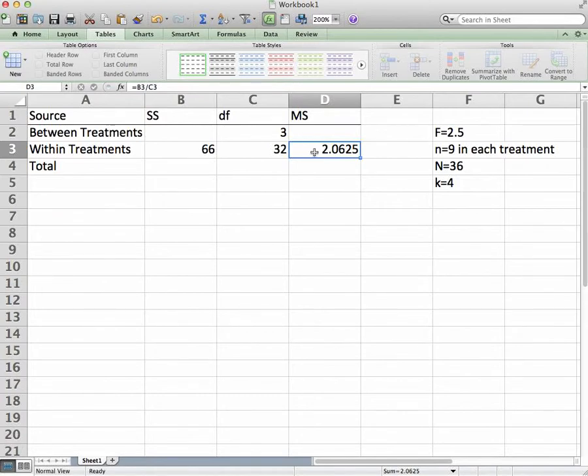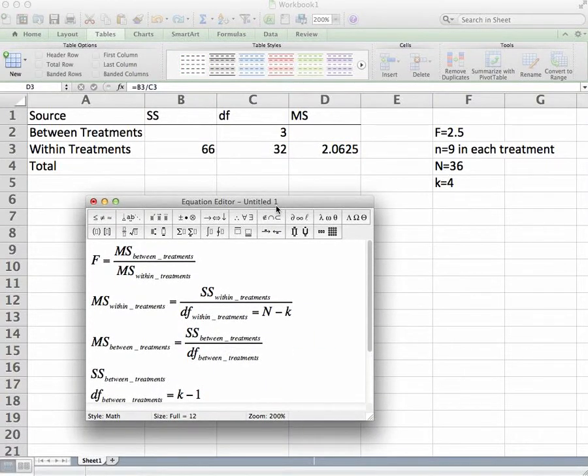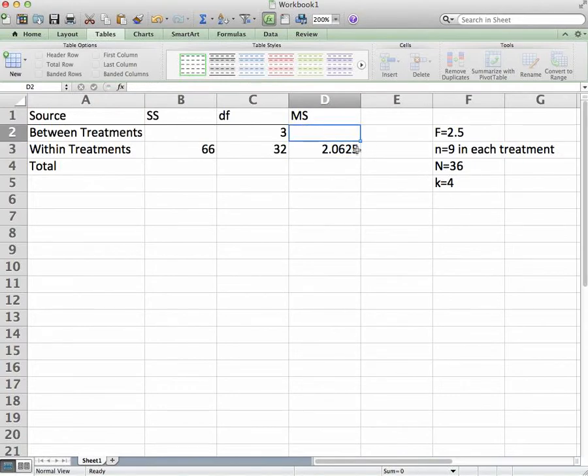Okay, if you know this mean square, let's get our formula back up here. If you know the within treatments mean square, and you know F, then you can get the mean square between treatments by just multiplying both sides by the mean square within. So this is 2.5, that's F. This is 2.0625. So we should be able to find the mean square between treatments should be F times within. F times within mean square.